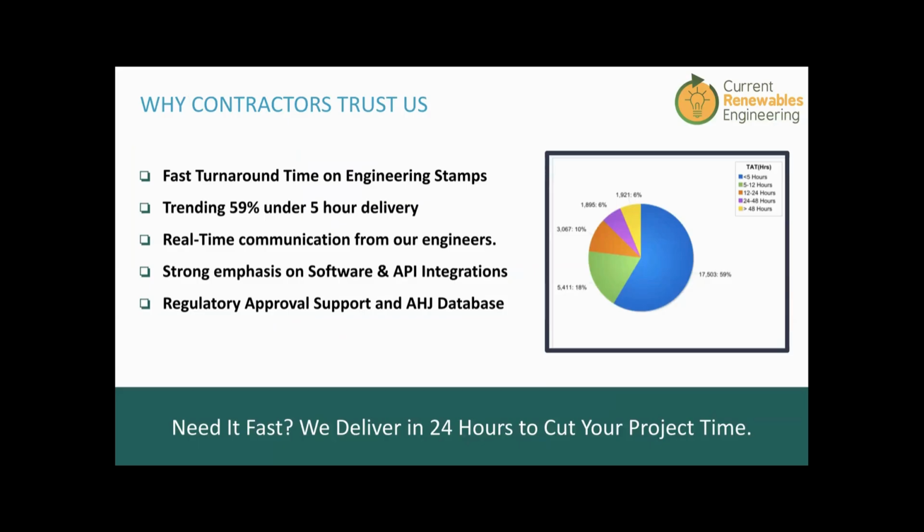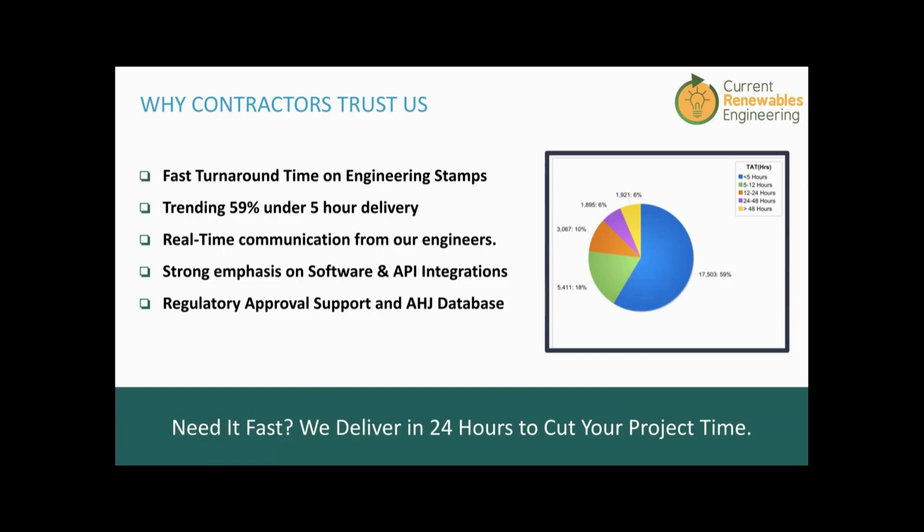Why contractors really trust us. We've worked with hundreds and hundreds of contractors all over the United States. What helps us stand apart in the industry is our fast turnaround time. We really try to keep that as short as possible. So with stamping, we average 59% under 5-hour delivery. And like I said, we work on a lot of different structure types, from your standard rafter and truss to metal framing to ground mounts, custom AHJs.